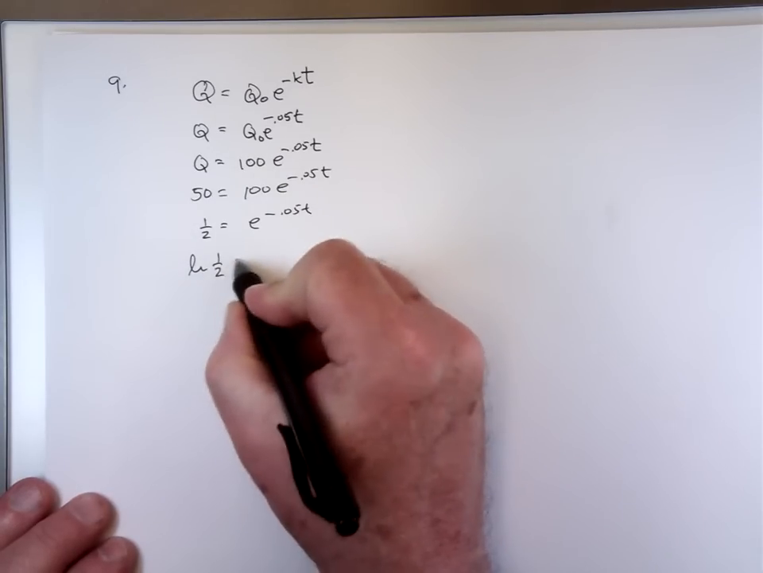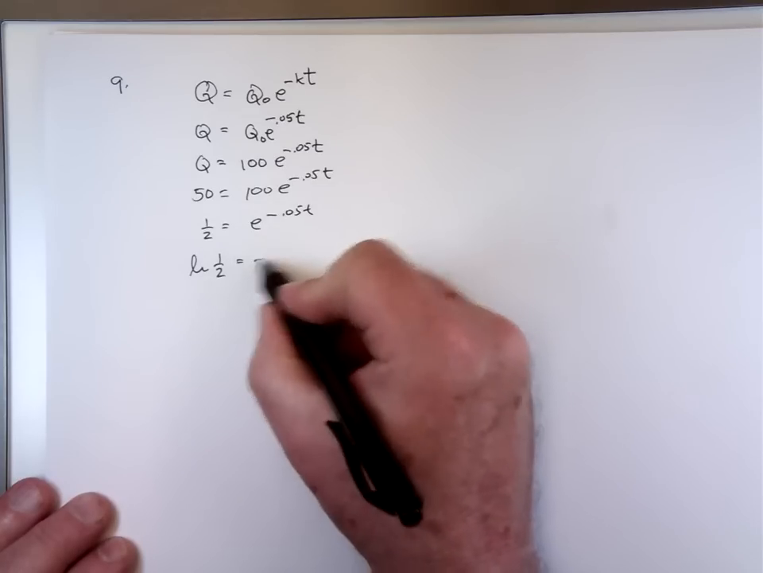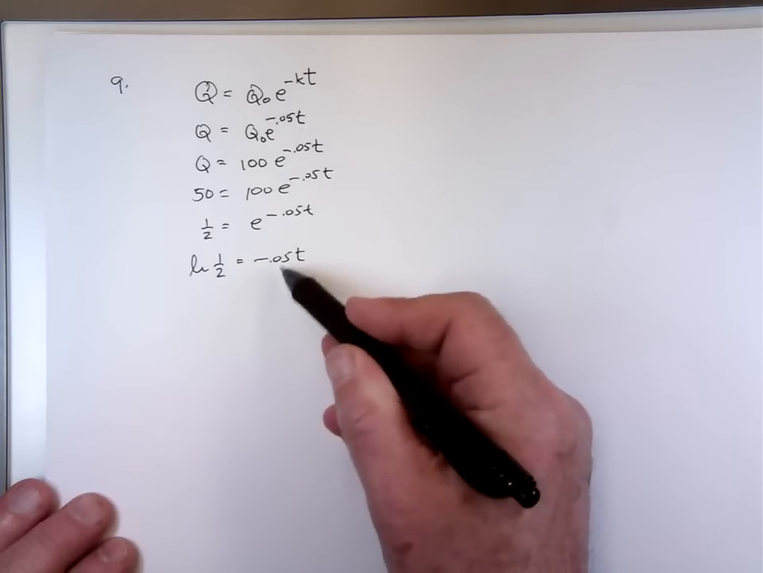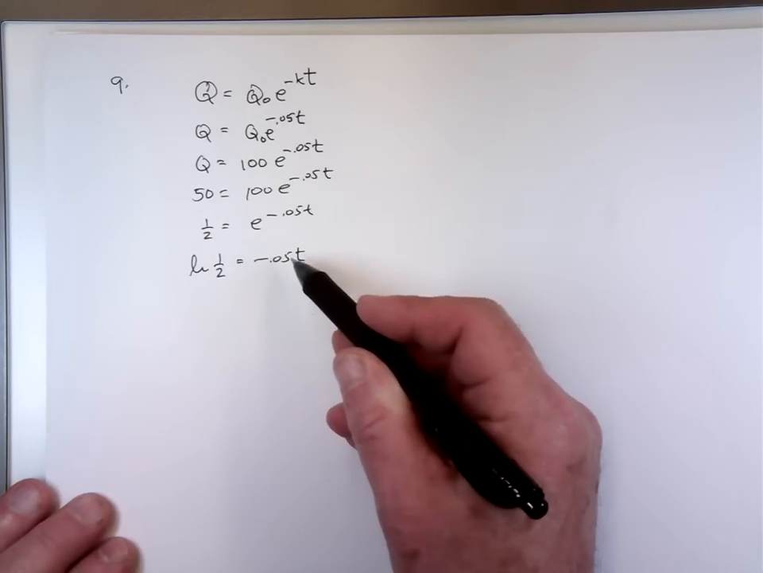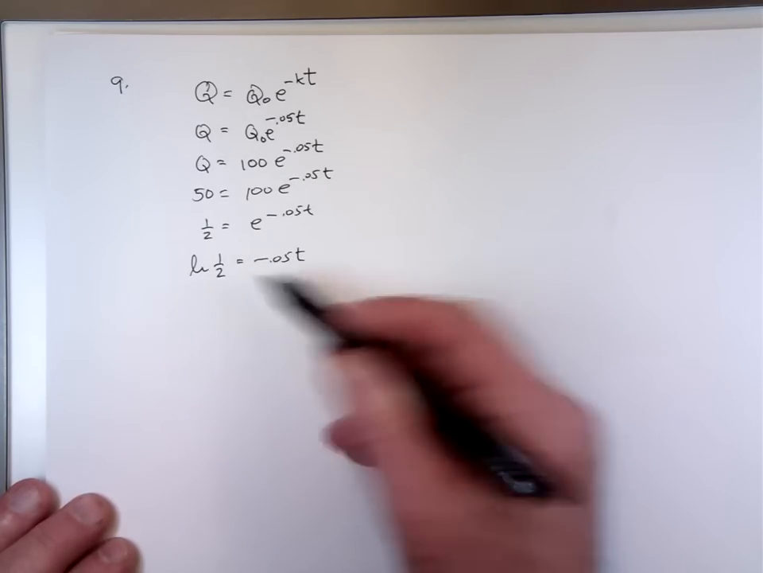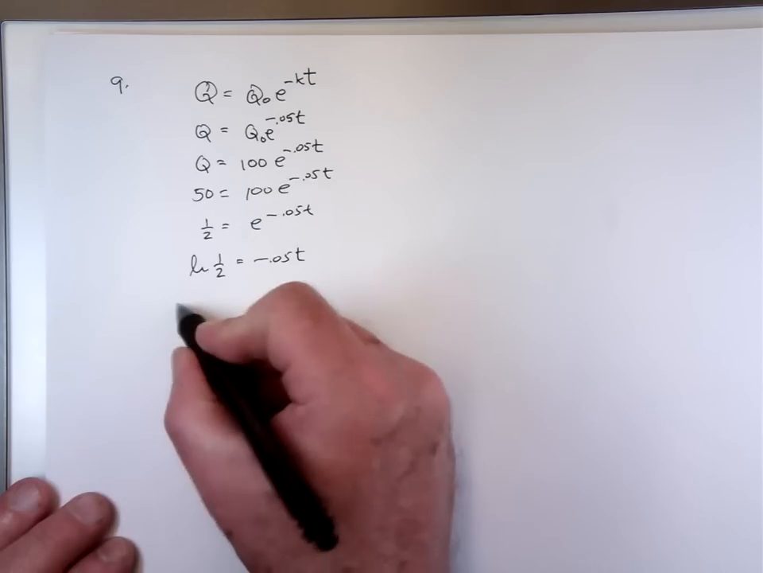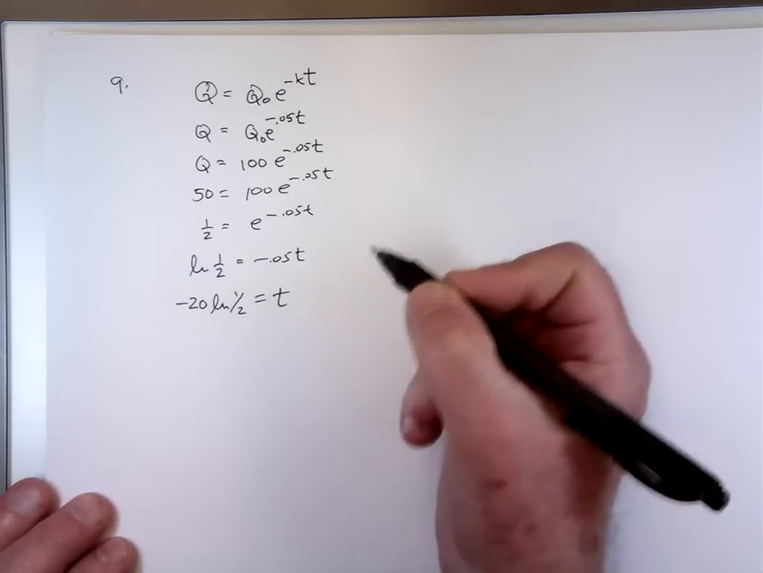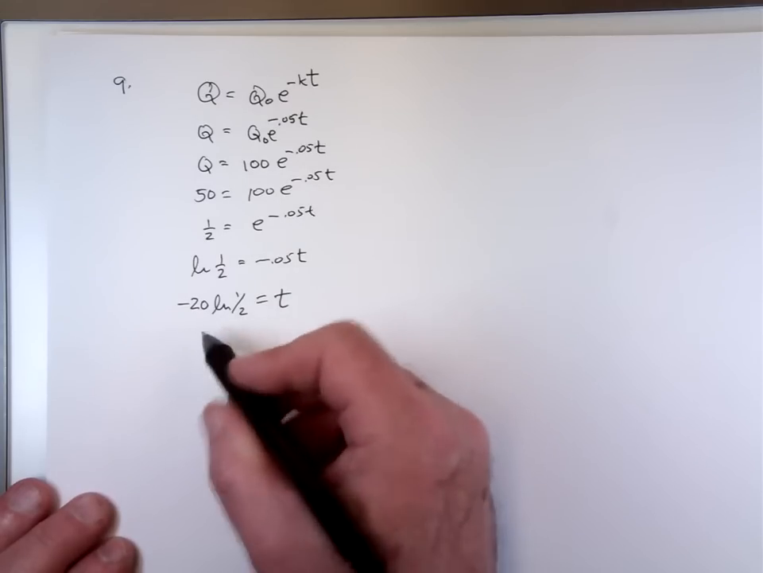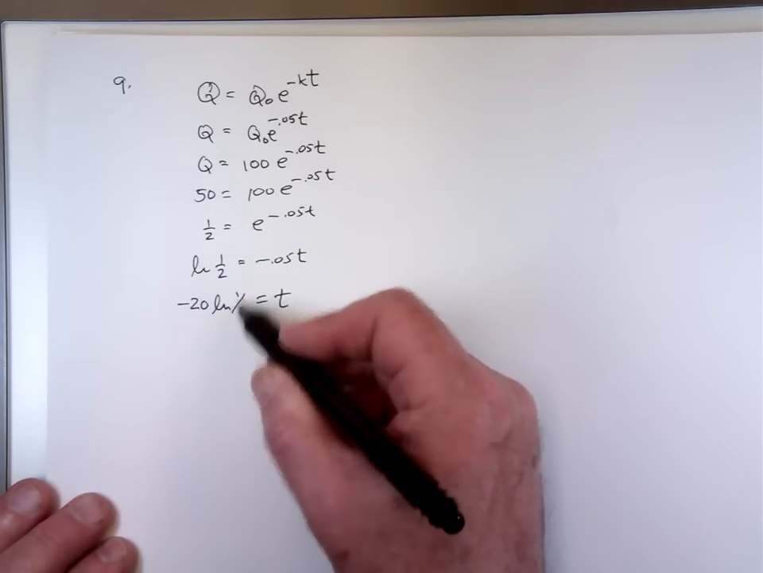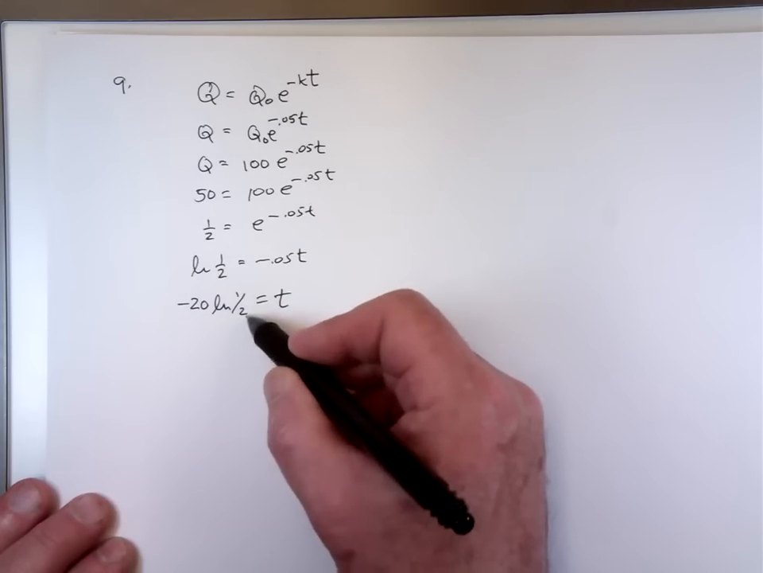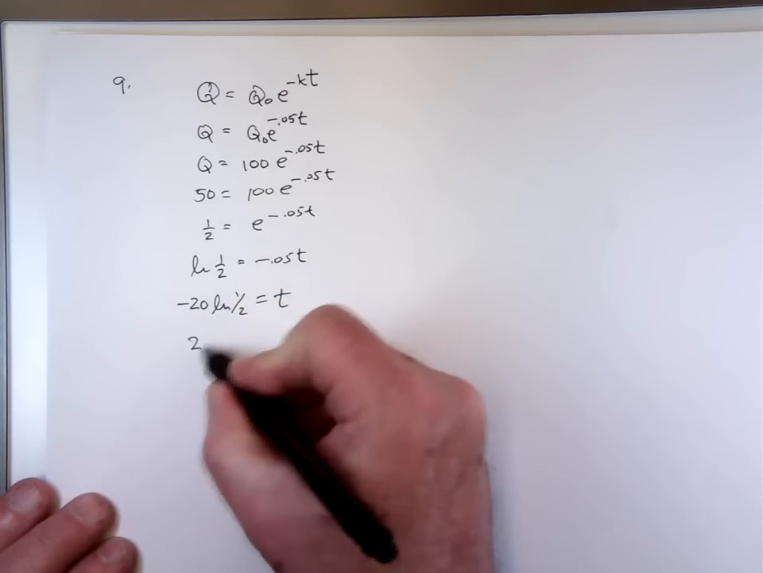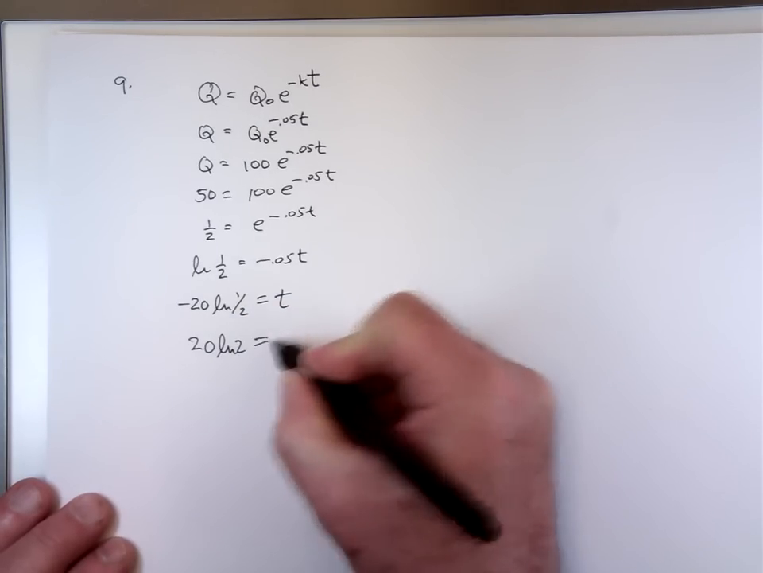Take the natural log of each side. Natural log of e to anything is that anything. Trickiest part of the problem is right here. This negative 0.05 is negative 1/20th. You would multiply both sides by negative 20. But this is really bad form. You would make this a positive and take the natural log of 2. Natural log of 1/2 is a negative natural log 2 times this negative. So you get 20 natural log of 2.